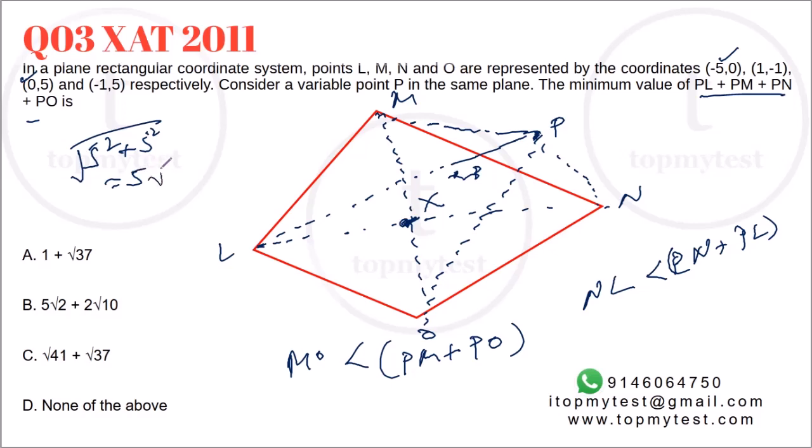That will be 5 root 2. So looks like this answer. But since there's none of these, we'll have to check the other part also. The other one will be 1 minus 1 and minus 1, 5.